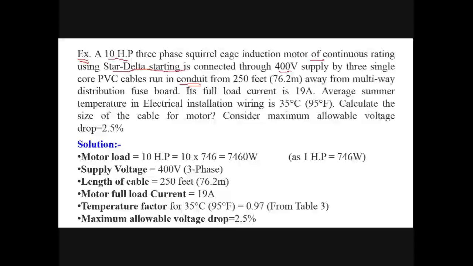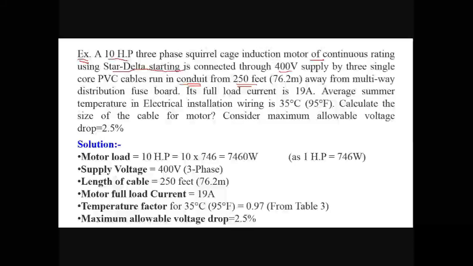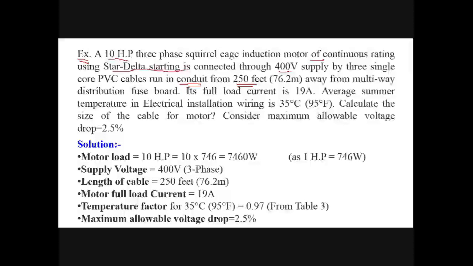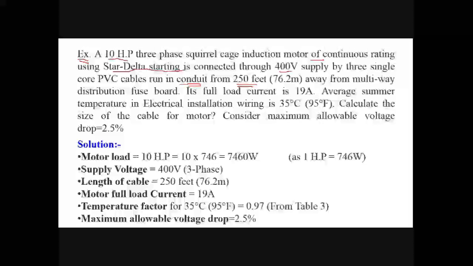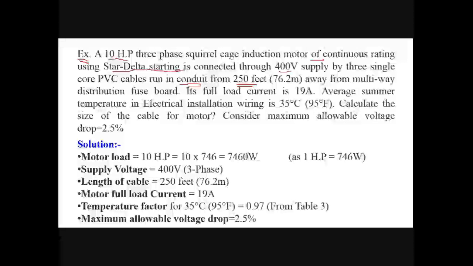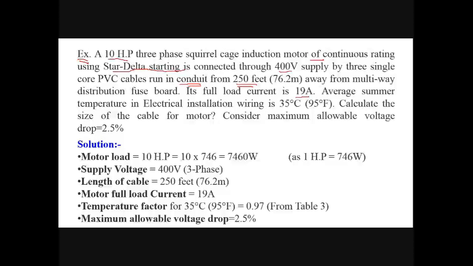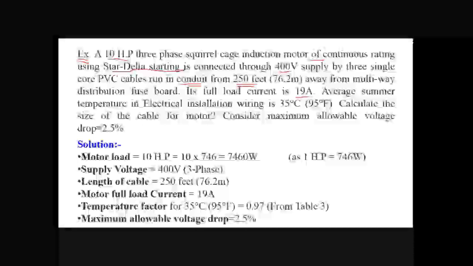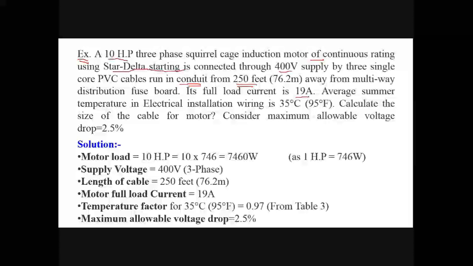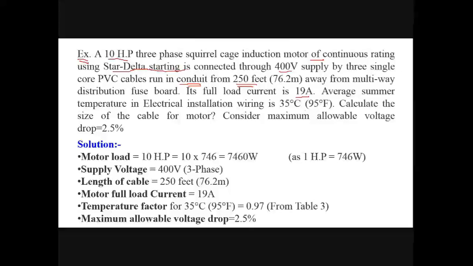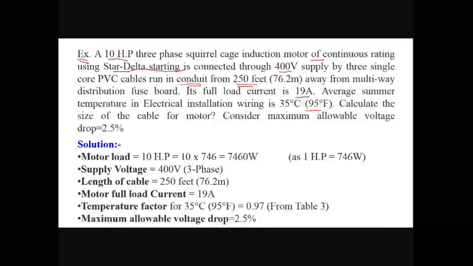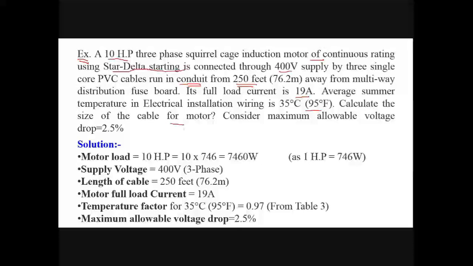The wiring runs 250 feet, and they have given the length in feet and also converted it to 76.2 meter, away from the multi-way distribution fuse board. After that they have given the full load current as 19 ampere, the three-phase current. The average summer temperature in the electrical installation wiring is 35 degrees Celsius, also given in Fahrenheit. Calculate the size of cable of the motor, as we are interested in finding the size of cable.